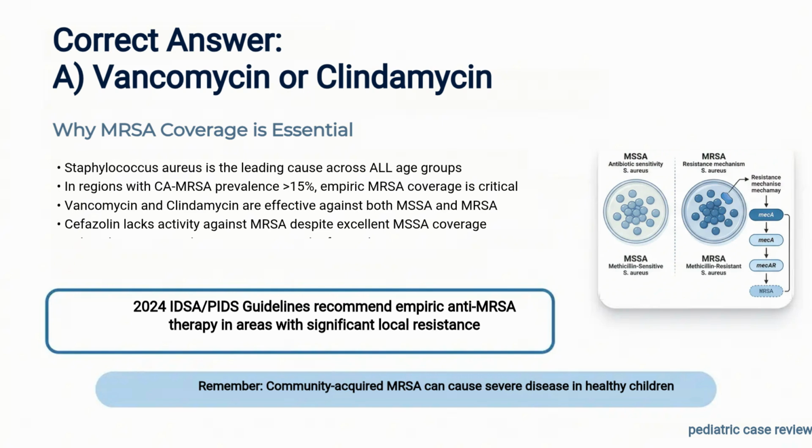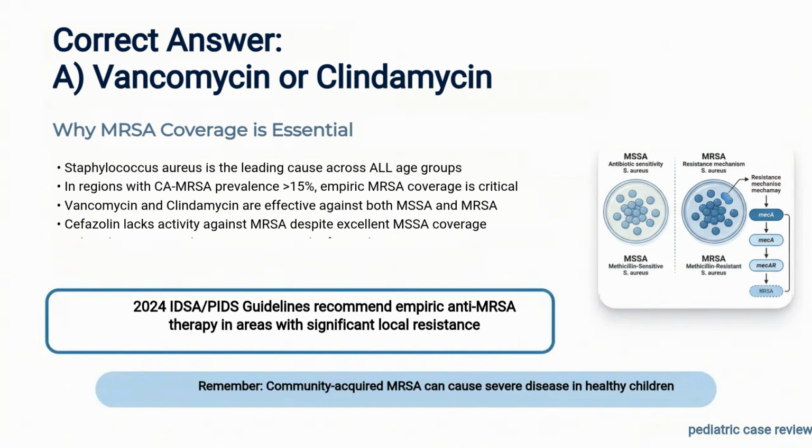Staphylococcus aureus is the leading cause of septic arthritis across all age groups. In regions where community-acquired methicillin-resistant Staphylococcus aureus prevalence exceeds 15%, empiric coverage against methicillin-resistant Staphylococcus aureus is critical. Both vancomycin and clindamycin are effective against both methicillin-sensitive and methicillin-resistant Staphylococcus aureus. Cefazolin, while excellent for methicillin-sensitive Staphylococcus aureus, lacks activity against methicillin-resistant Staphylococcus aureus. Ceftriaxone provides good gram-negative coverage but insufficient gram-positive coverage for this scenario.